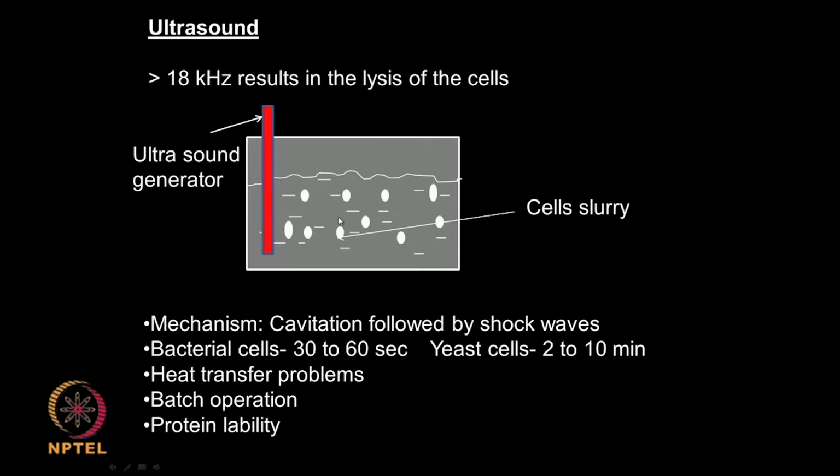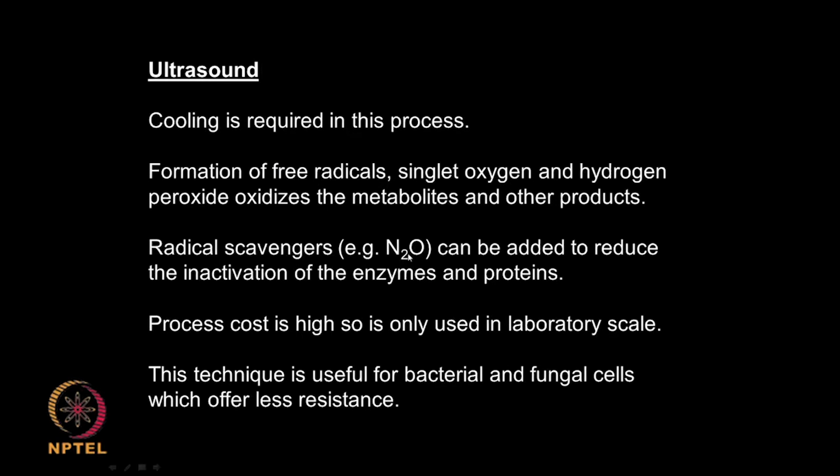So, heat transfer is a problem, that means heat liberation is very high, sometimes protein may get denatured. It also produces radicals, because ultrasound can produce radicals. So, these radicals could be harmful for the cells. So, generally this is done in batch, and generally this is done in small scale or laboratory scale. It is not done in industrial scale application. Okay. So, that is a big problem here, but it is done regularly in the lab scale.